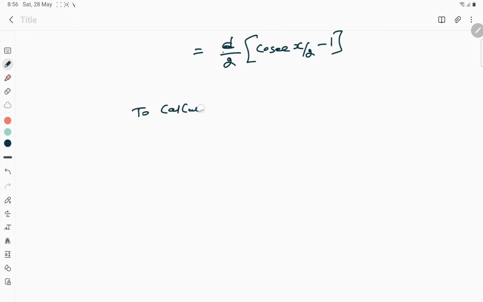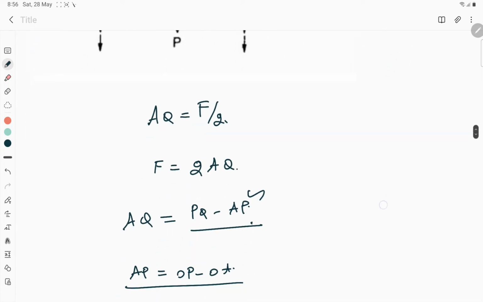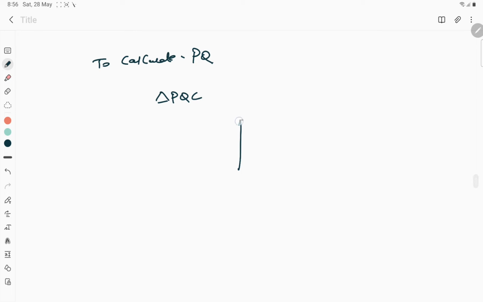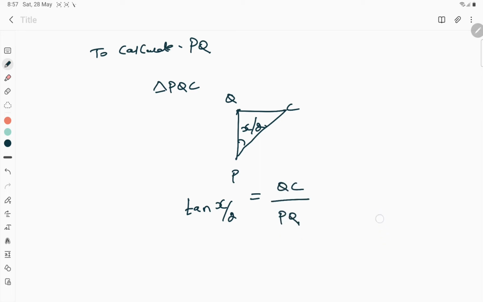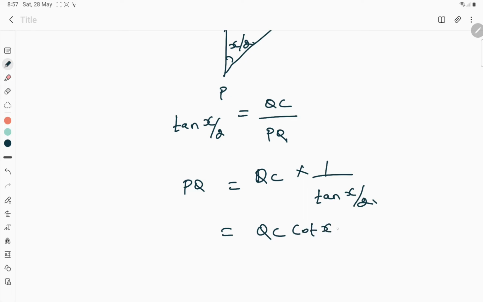So to calculate PQ, take triangle PQC. Take this triangle PQC. I'm drawing it separately here. This angle QCP is x by 2. Apply tan x by 2, which is nothing but opposite by adjacent, so it is QC by PQ. So PQ is nothing but QC into 1 by tan x by 2. So QC cot x by 2.